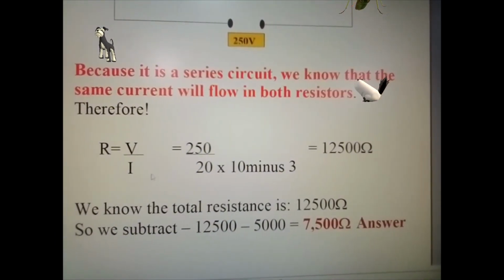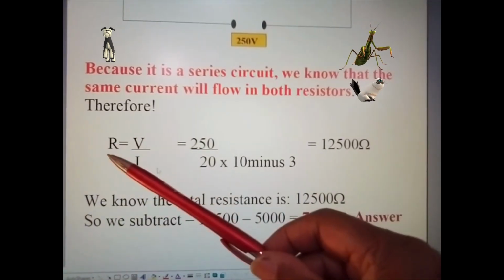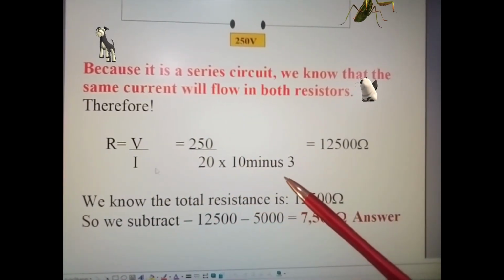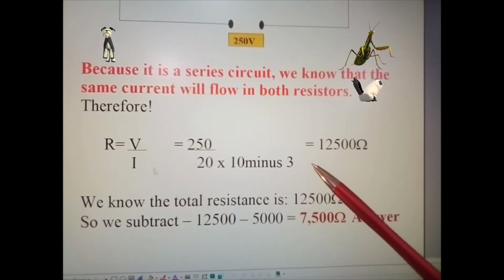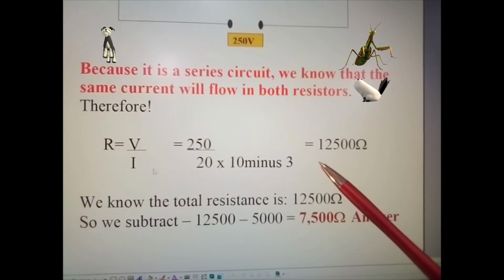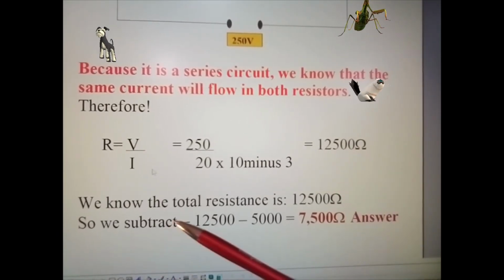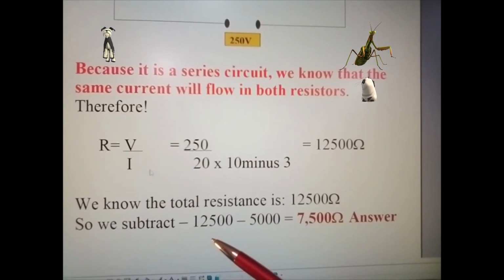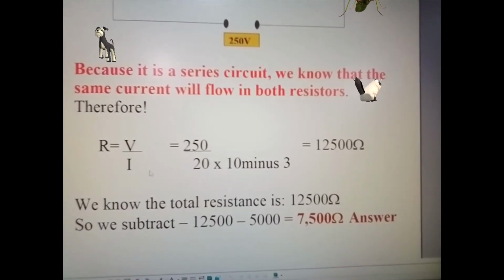Therefore, R equals V over I equals 250 over 20 times 10 to the minus 3 equals 12,500 ohms. We know the total resistance is 12,500 ohms, so we subtract 12,500 minus 5,000 equals 7,500 ohms. Answer.